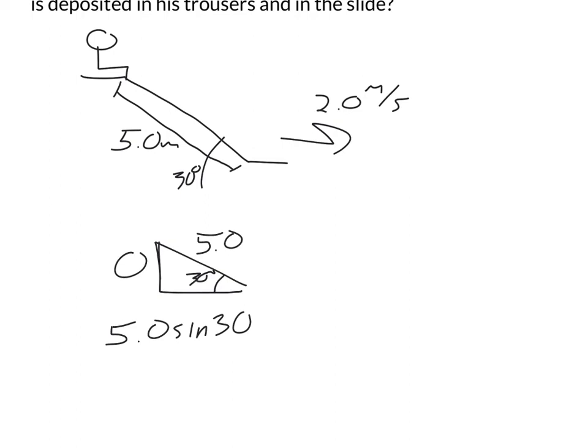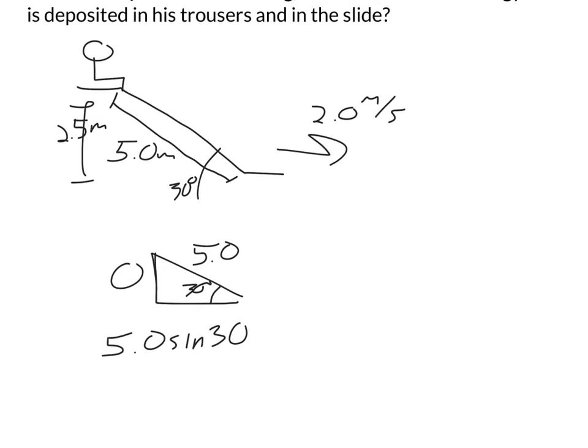Nope, that's not what I wanted. 5 sine 30. Bad calculator. There you go. Yep, it is a half. Okay. So 2.5. So the vertical leg there is 2.5. Where am I going to write this here? So the height is 2.5 meters. So he drops 2.5 meters, and that I can use in an energy problem.